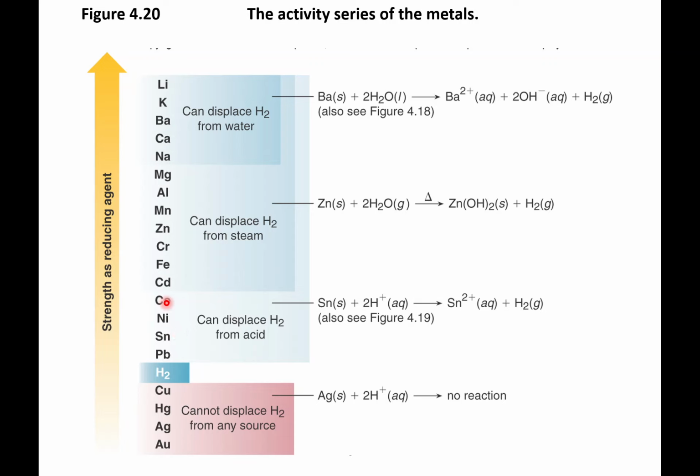These metals here can displace H2 from acids. Like the example we saw, if you drop that solid metal into an acid solution of protons, it'll form H2 gas. Then we have H2, which is included there sort of as a reference. The metals below that in the activity series can't displace H2 from any source, so no reaction would occur with these. They're things like copper, silver, gold, more of the precious metals, and mercury.